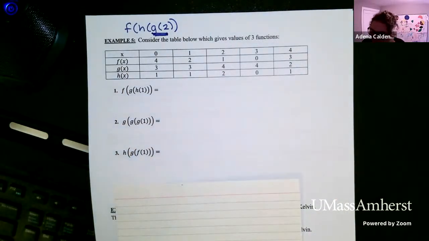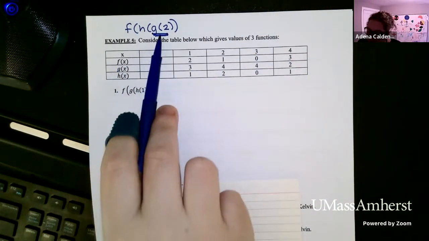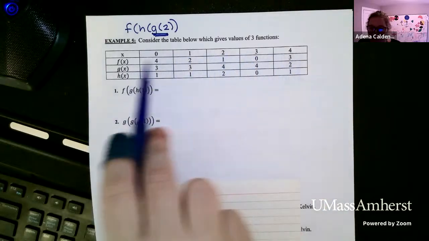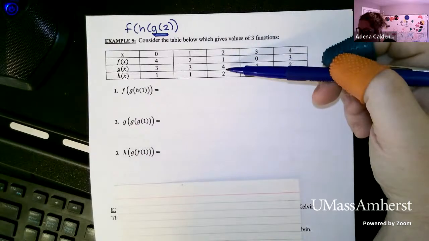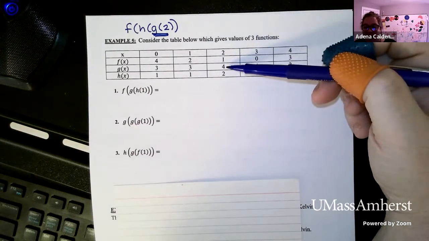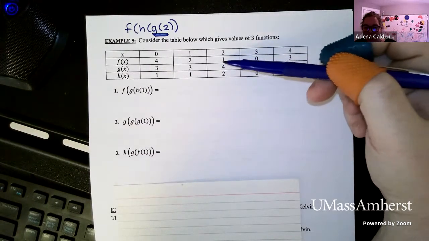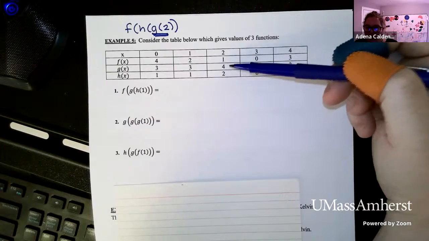Okay, so when we do g of 2, that means that 2 is the independent value. So we go to the top row and we find the 2. And then we go down to the G row, which is the middle one, to find the dependent output. Okay, so that's going to give us a 4.